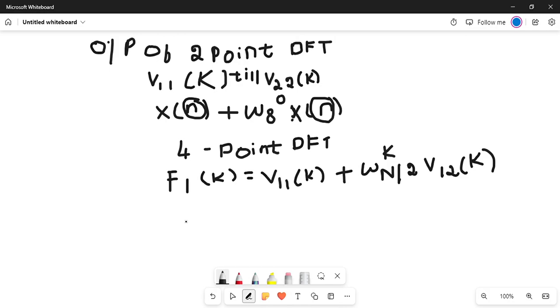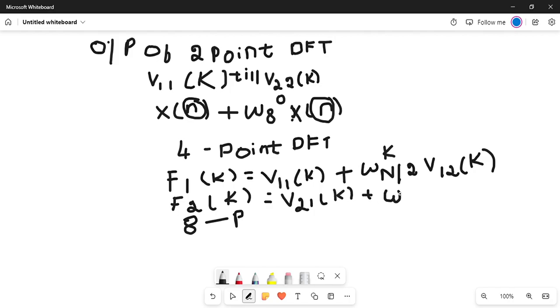So now for an 8-point DFT, right? This is the general structure, and for f2 of k, I'll write just a minute, okay? For f2 of k, I'll write the equation, say v21 of k plus v22 of k, as the divisions, right? That is the divisions you made with respect to the even and odd samples, right?